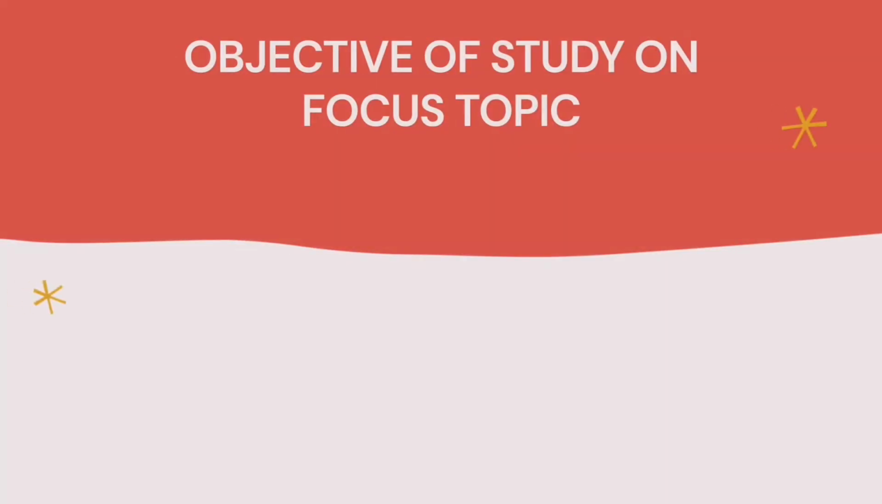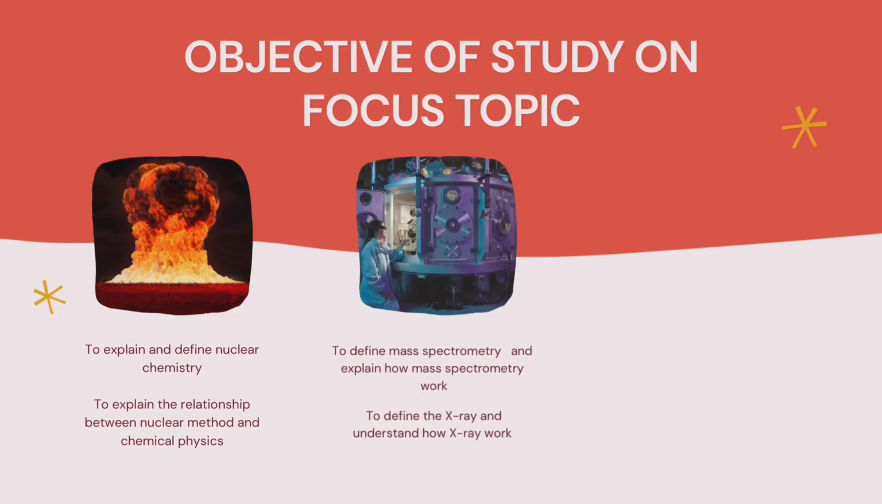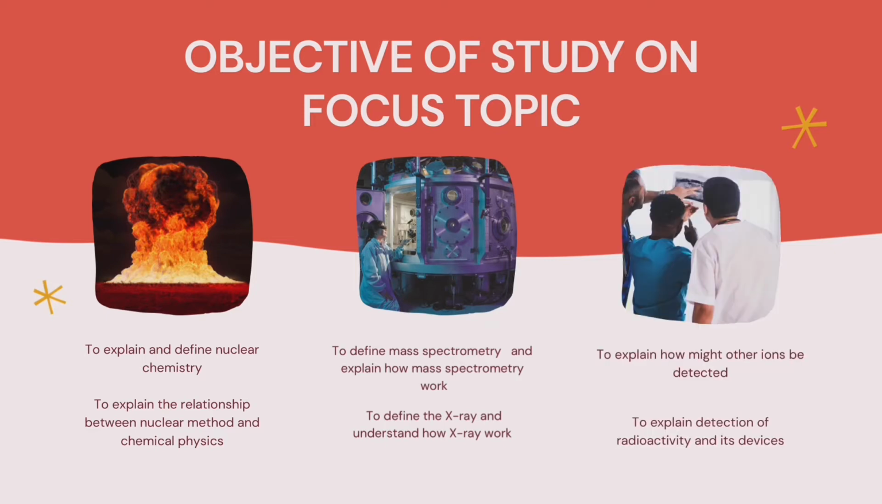For the objectives of the study on this focus topic, basically we have 6 main objectives. First is to explain and define nuclear chemistry. Second is to explain the relationship between nuclear methods and chemical physics. Third is to define mass spectrometry and explain how mass spectrometry works. Fourth is to define X-ray and understand how X-ray works. Fifth, to explain how the other ions might be detected. And the last objective is to explain the detection of radioactivity and its devices.